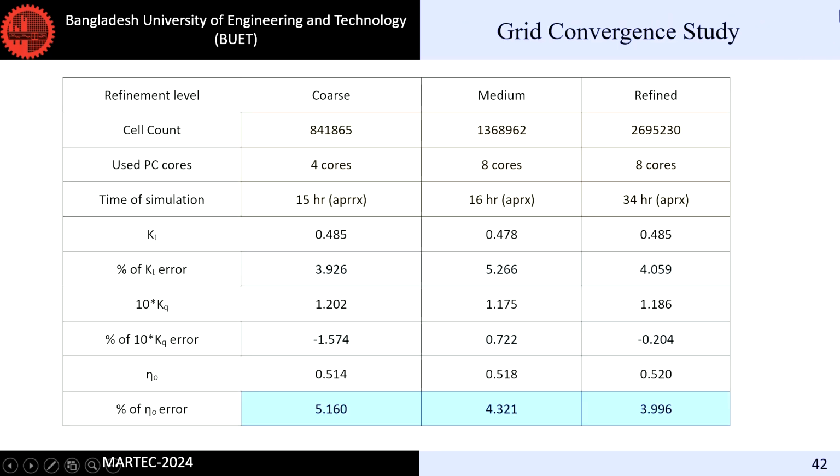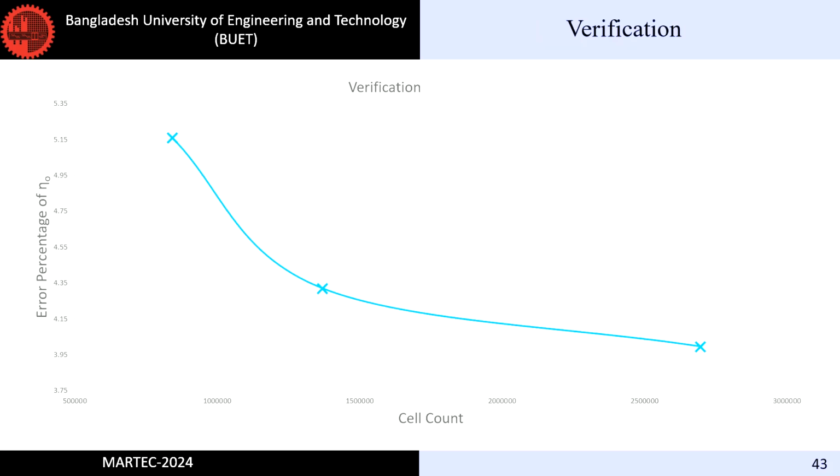We now move on to our grid convergence study. As you can see here, we started from 0.84 million, then we systematically refined it to 1.36 and then to 2.69 million. At every refinement level, the percentage of error for open water efficiency decreased significantly. And as you can see from the time of simulation, each simulation takes quite a long time. Then if we represent them graphically, we see a monotonic convergence.